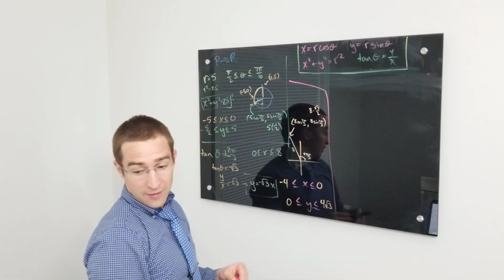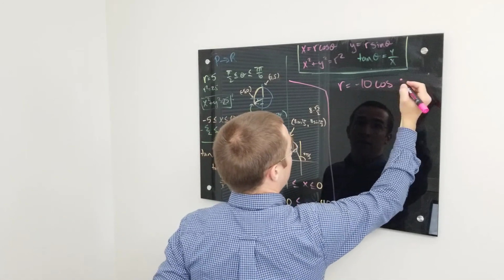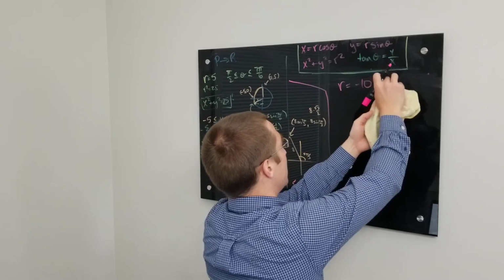All right, here we have r equals negative 10. Oh, not cosine theta, cosecant theta. Sorry, cosecant.